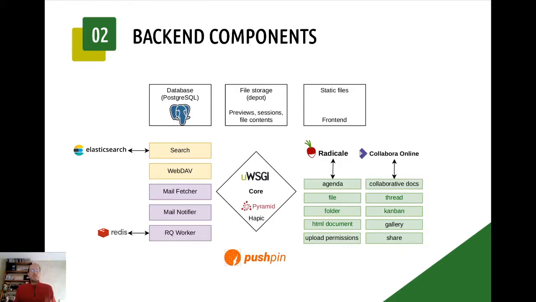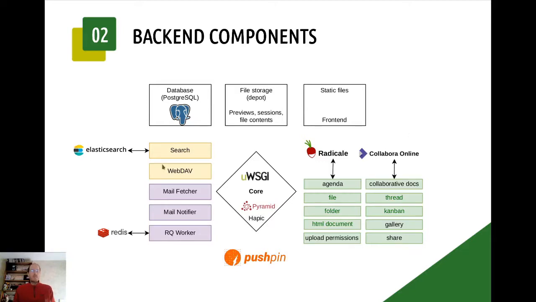So the backend of Tracim, as you can see, is split in several components. The mail interaction components, which allow Tracim to send mails upon some actions and receive mails to comment contents. The agenda feature is provided by a Radicale server integrated into Tracim, while the online edition of Office files is provided by integrating a Collabora Online instance.